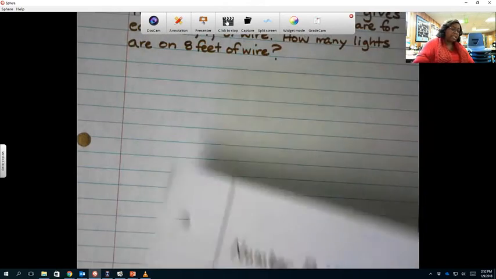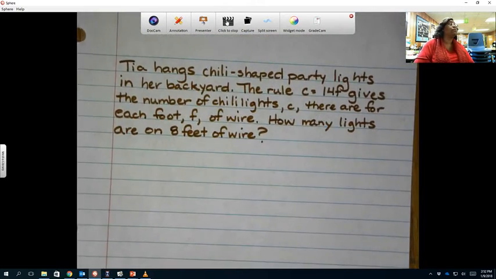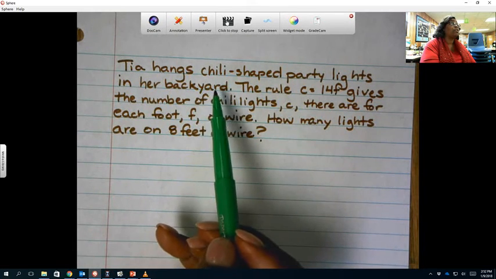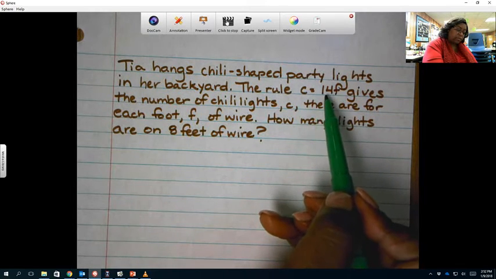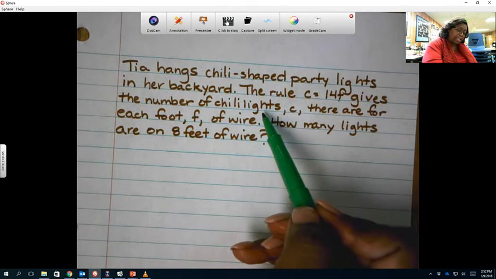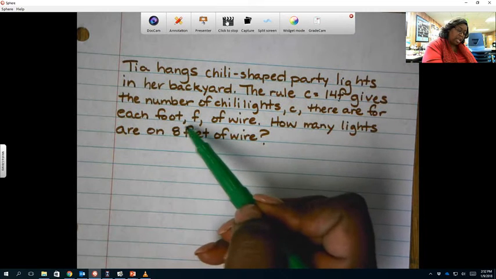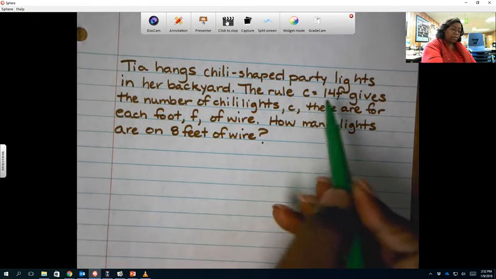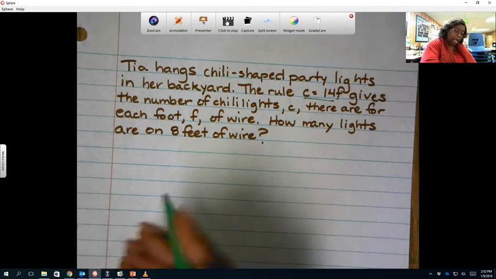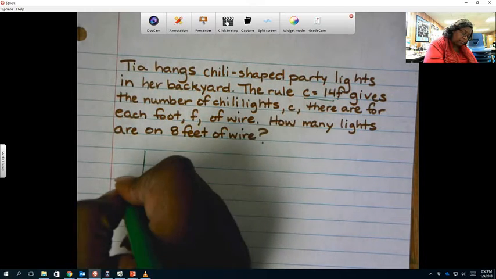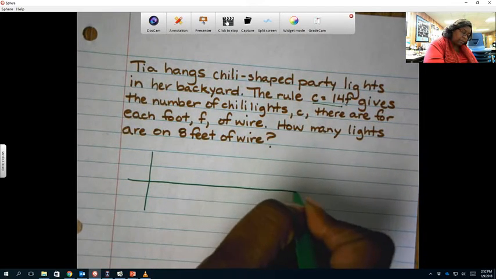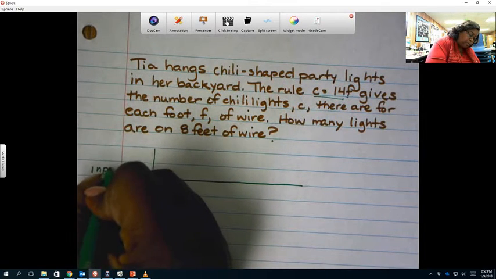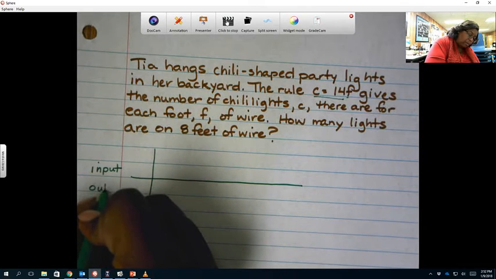Okay. Let's see how that looks in a word problem. Tia hangs chili-shaped party lights in her backyard. The rule C equals 14F gives the number of chili lights, C, there are for each foot, F, of wire. How many lights are on 8 feet of wire? Now, because we have a rule, we're going to make our own input-output table. I'll simply do a lazy T. Again, my top row will be my input, and my bottom row will be my output.